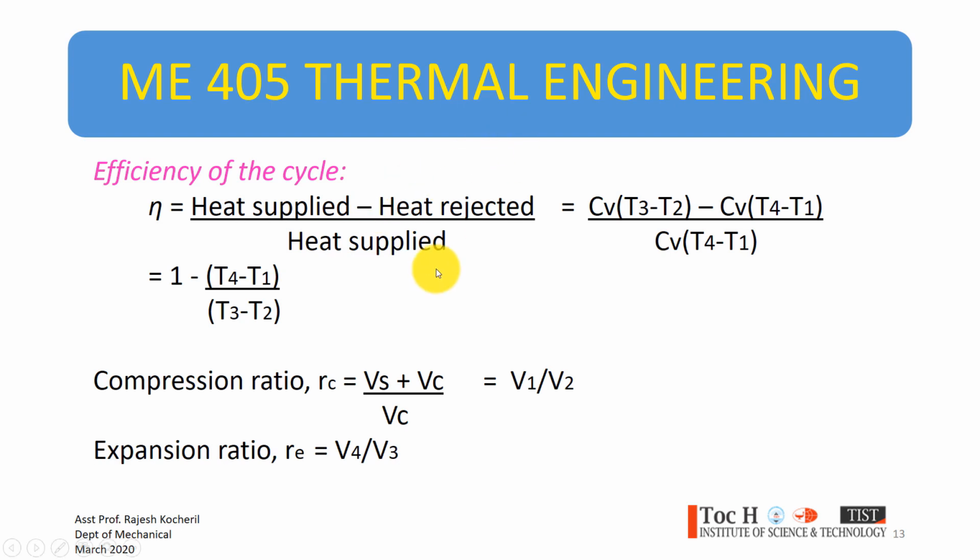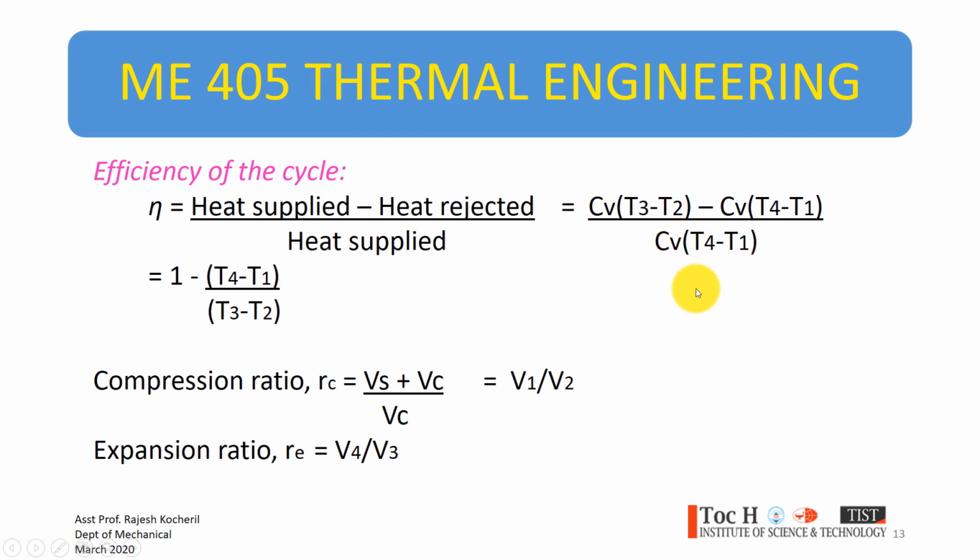Now, the efficiency of the cycle is work done by heat supplied, and work done is heat supplied minus heat rejected. Therefore, efficiency eta is heat supplied minus heat rejected, divided by heat supplied. Heat supplied is Cv into T3 minus T2 and heat rejected is Cv into T4 minus T1. This will give you the efficiency of the cycle if you know the temperature at all salient points. The salient points are T1, T2, T3 and T4. And the value of Cv is known to you, and it is fixed.